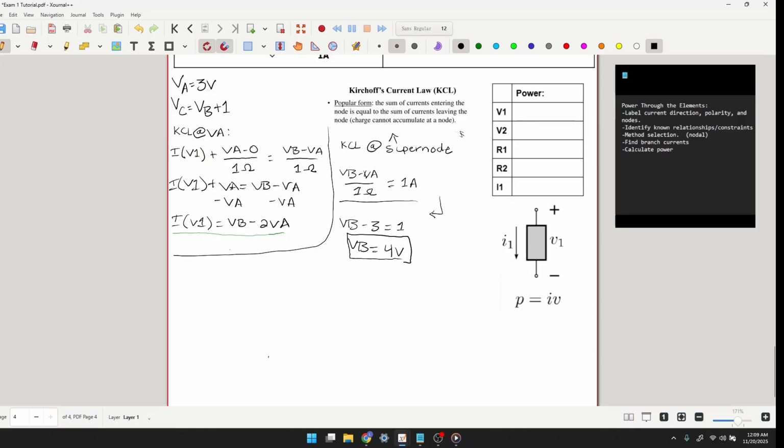Once we have this, it's a good idea to see what we can do with substitution into this equation here. We have IV1 being equal to 4 volts minus 2 times 3 volts for VA. This gives us that 4 minus 6 is equal to negative 2, and that IV1 is equal to negative 2.